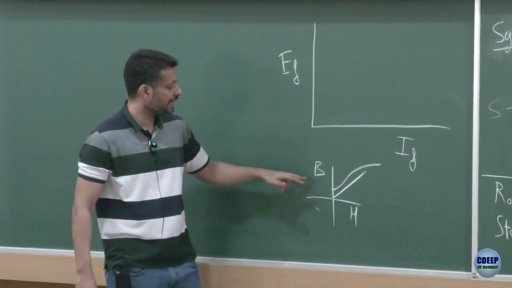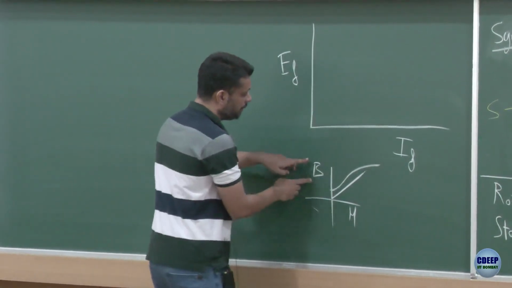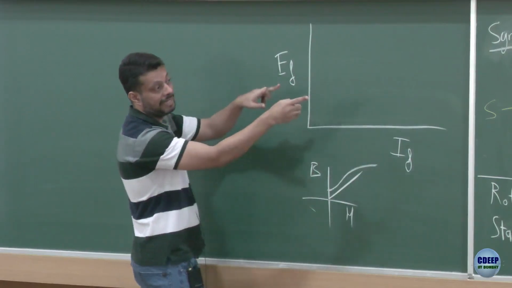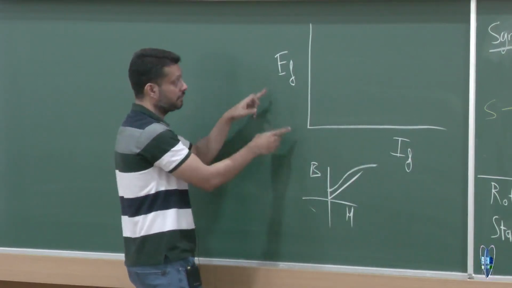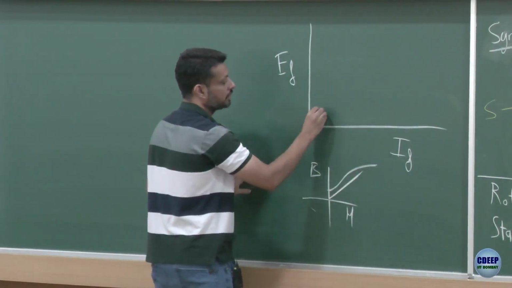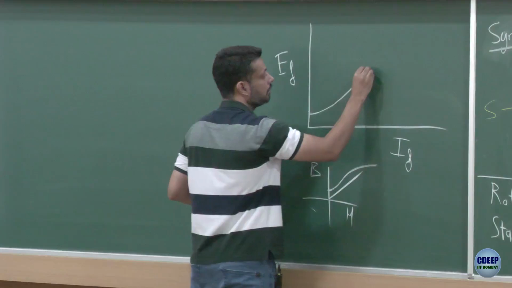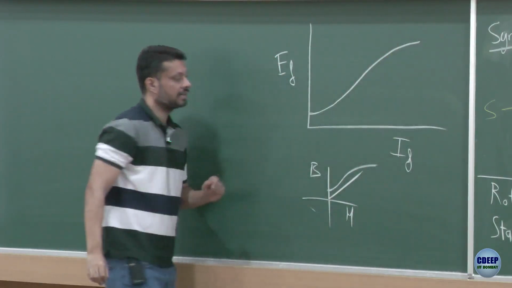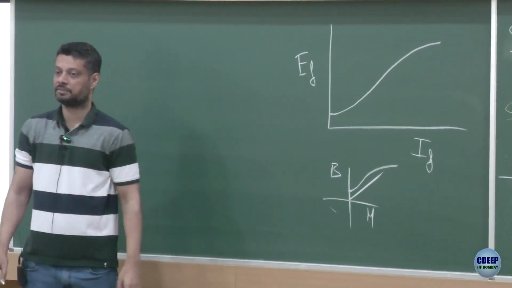So therefore you can relate, the B will get related to EF because B leads to flux, flux is proportional to EF. So EF is proportional to B and IF is proportional to H, and therefore the characteristics of EF versus IF.